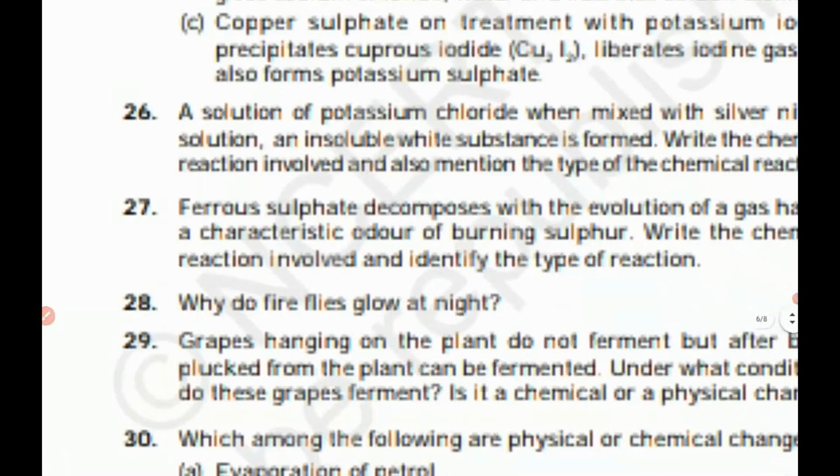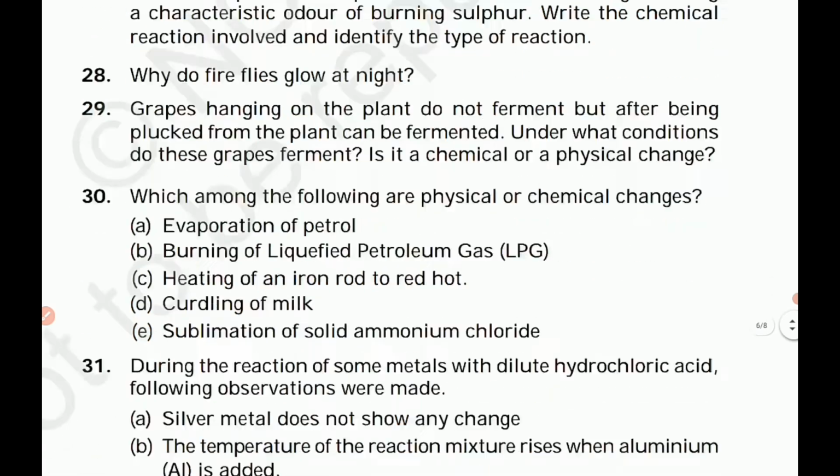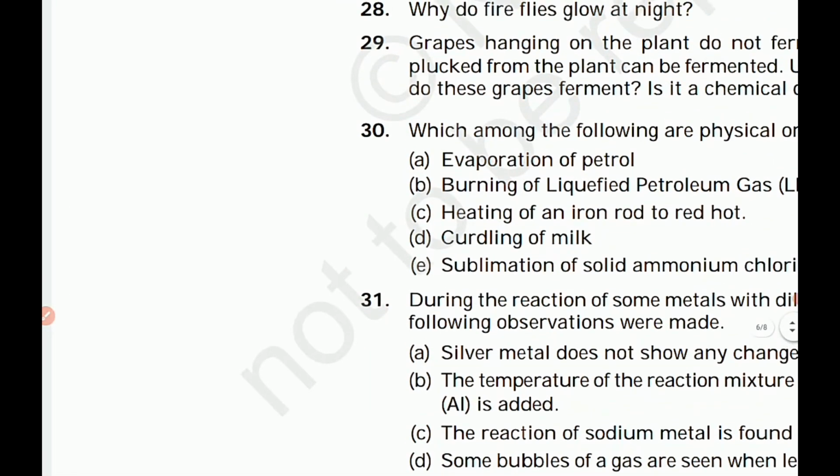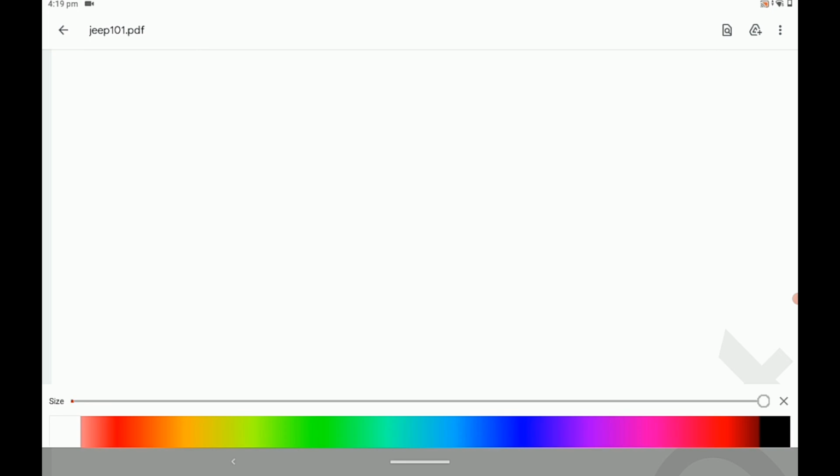Next, 27. Ferrous sulfate decomposes with the evolution of a gas having a characteristic odor of burning sulfur. Write the chemical reaction involved and identify the type of reaction. I think this is an interesting chapter. We'll have a lot of interesting questions right here. Maybe this will be our last question, and the next question will be coming in the next video. So let's solve the last question for now.